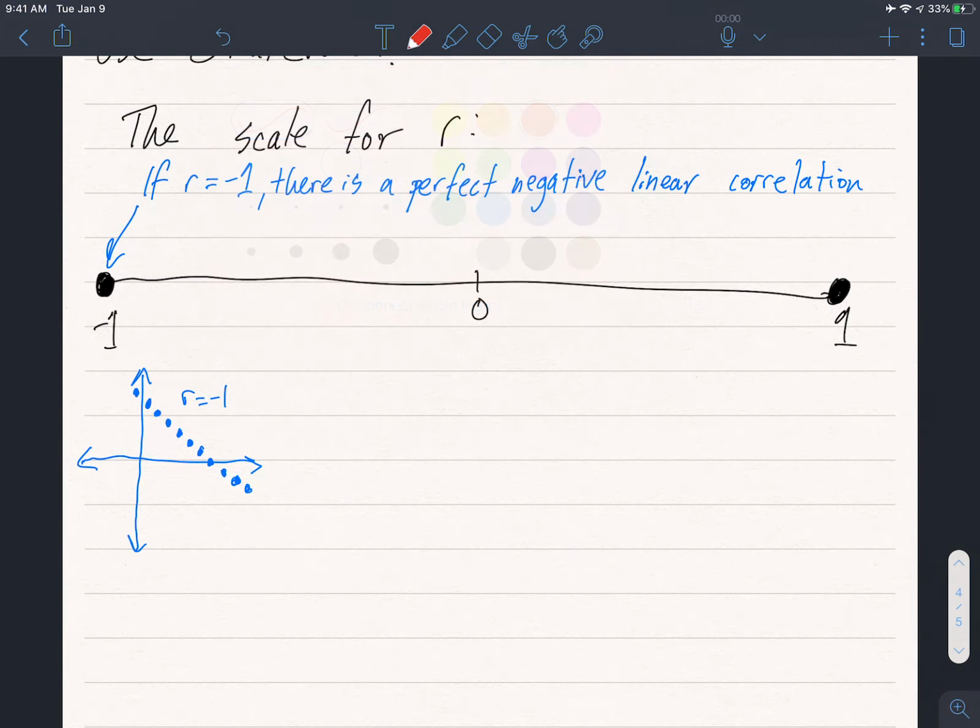On the flip side of things, if R is equal to +1, there is a perfect positive linear correlation.